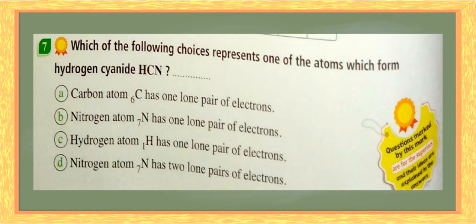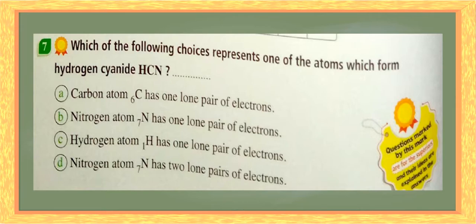Here we have carbon 6. When making the bond, carbon makes a bond with hydrogen, so that is a bond pair, and the three rest bonds are made with nitrogen. So carbon has no lone pairs. All of the carbon's electrons are bond pairs. So the first answer will be wrong.